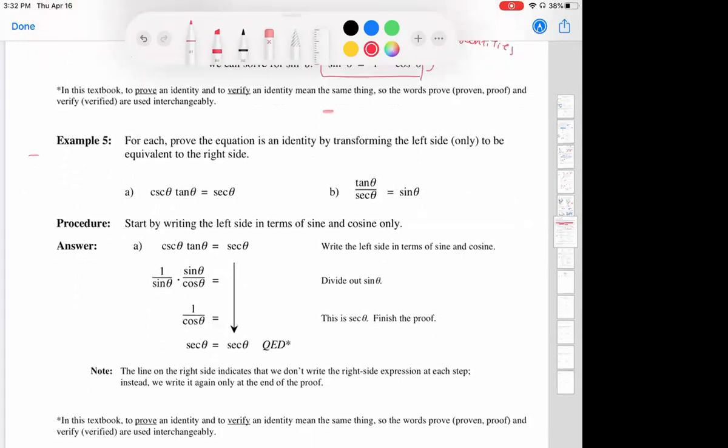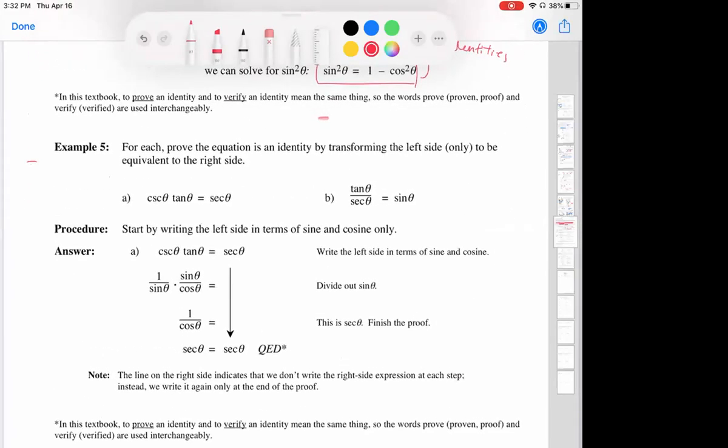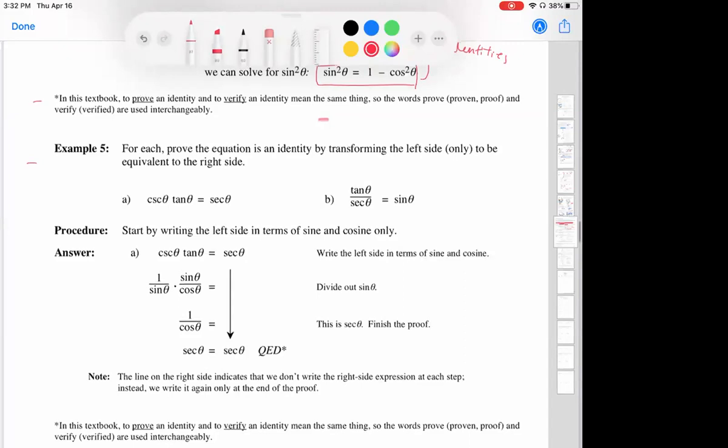Example 5. Let's read this little asterisk. In this textbook, to prove an identity and to verify an identity mean the same thing. So the words prove, proven, or proof, and verify, verified are used interchangeably. Example 5: for each, prove the equation is an identity by transforming the left side only to be equivalent to the right side. So we're going to take the techniques we learned before. One of the techniques was change everything to sine and cosine.